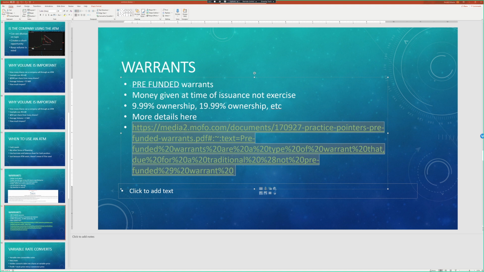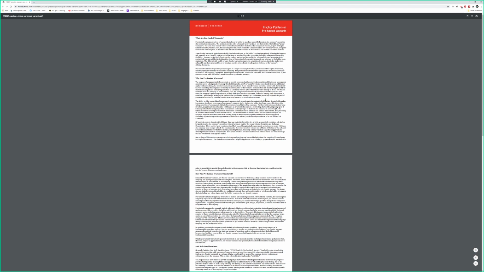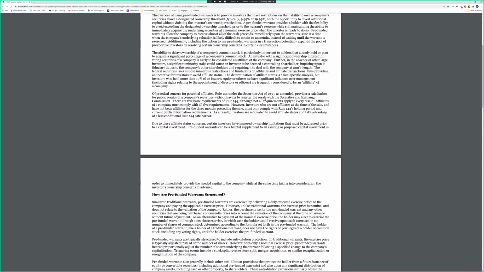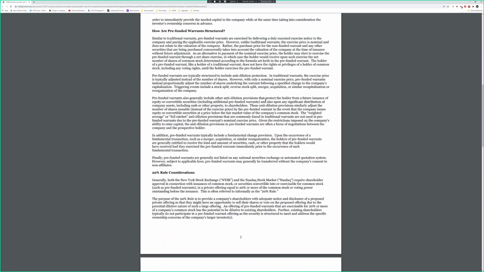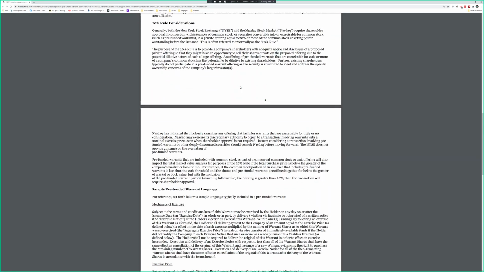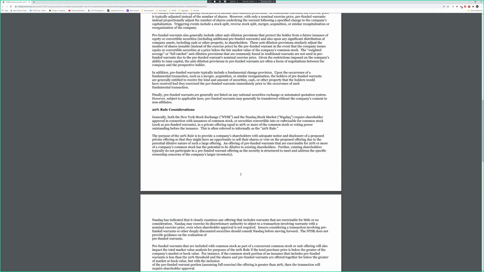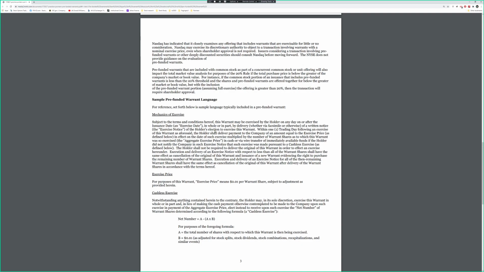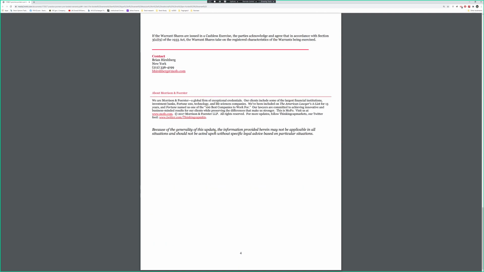Let me see if this pulls this up. So this link I just posted will pull up this document. And it talks about pre-funded warrants and how it's structured, and why people use them versus the 20% rule, right? That may not make sense to you right now, but read this and it will.